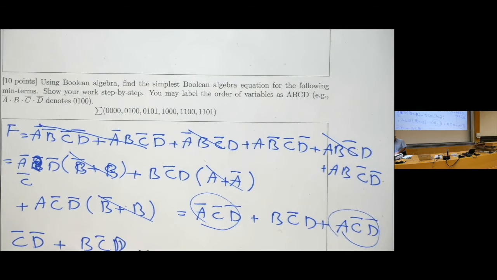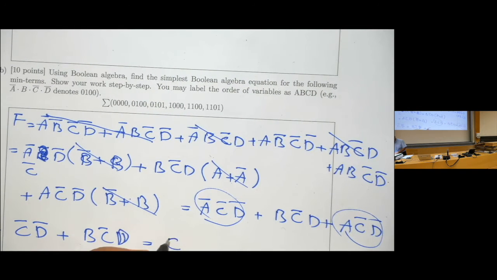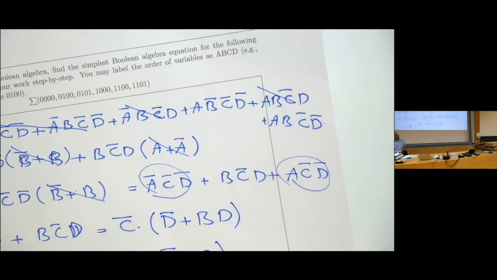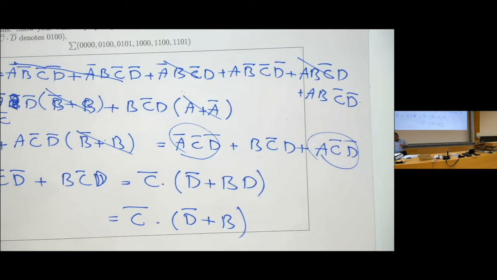And we can factor out C bar. This is D bar or B and D, which then we can also simplify to D bar or B. Yeah. Any question? Okay.